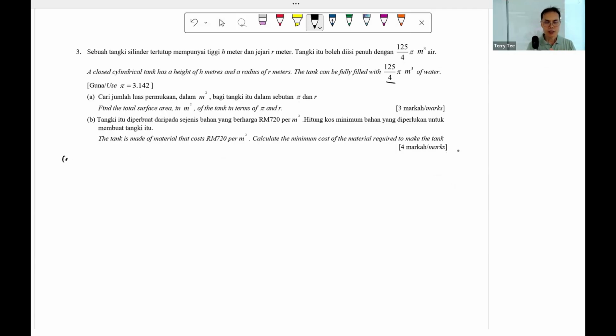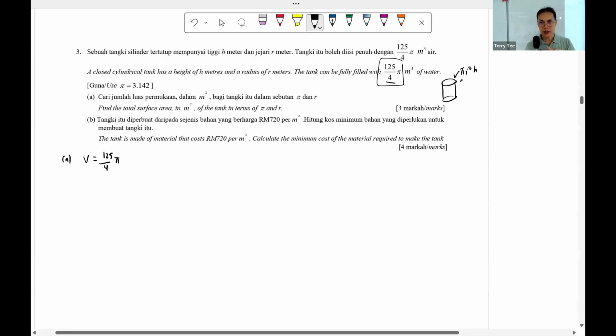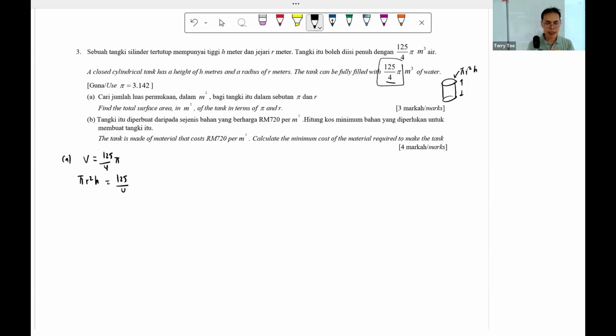Okay, so everyone, we need to form 2 equations. The first equation is what? What does this represent? Start with letter V, volume. So the volume of water in the tank is 125 over 4 pi. I hope you remember the formula for volume of a cylinder. Yes, pi r squared h. This is your height. So let's use pi r squared h equals 125 over 4 pi.